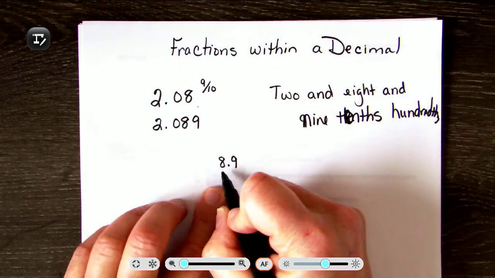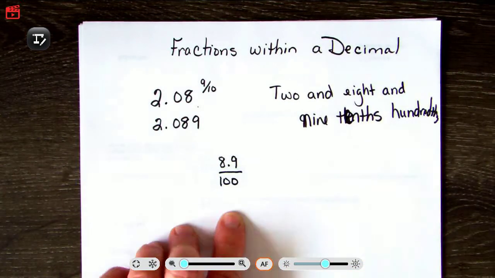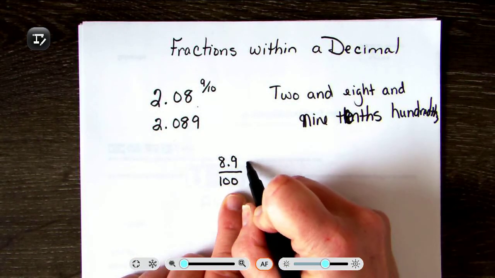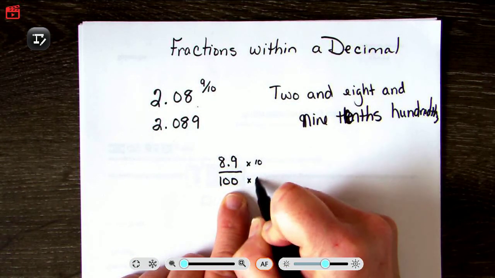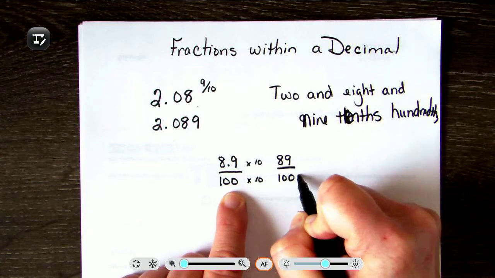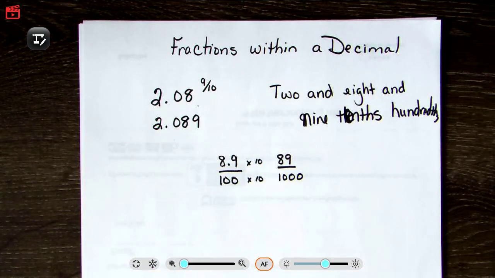So if you think of it, 8 and 9/10 hundredths would be written this way. We don't like mixing modes, so we can multiply both top and bottom by 10. And we would see that this is really 89 thousandths. So another way to look at those numbers.